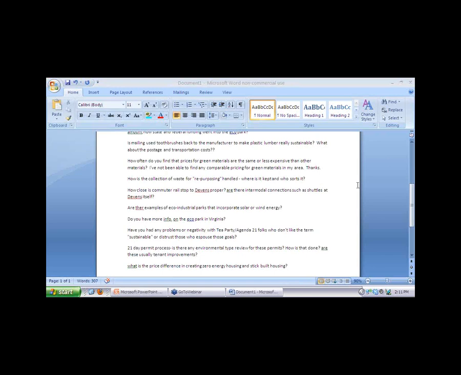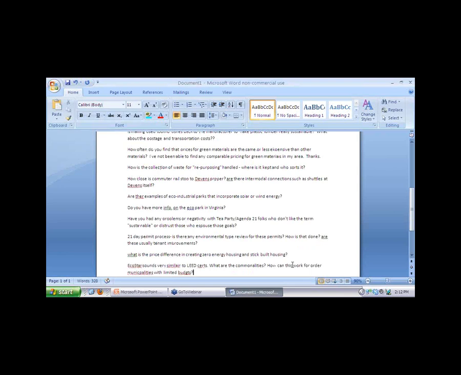Okay, so the most recent question is the price difference in creating zero energy housing and stick built housing. The zero energy housing is actually cheaper than most of the market rate housing, at least that's the way it's been designed. It's a little smaller, about 1,800 square feet, whereas most single family houses in Massachusetts are 2,400 square feet. The pricing is less expensive because that was the goal of the program, to get between 80 and 120% of the median income affordable.